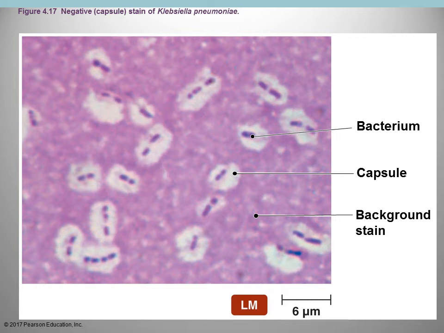The capsule, in this case, you might be looking for it because bacteria that have a capsule around it tend to be able to hide from our cells that help protect us with our immune system. They're able to evade those cells, and so they tend to be more pathogenic or more virulent. And so you may want to be looking at specimens from your patient to see.